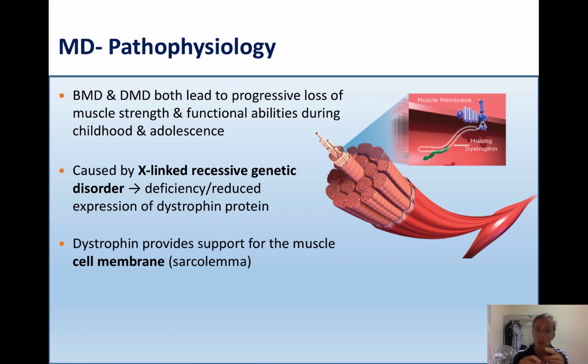So just to clarify, Becker's MD is slightly the less severe of the two that we're going to talk about today. So that causes a reduced expression of dystrophin, but not a complete deficiency, whereas Duchenne's muscular dystrophy is a complete deficiency. So that's obviously going to have a more aggressive and progressive course of disease, I guess.